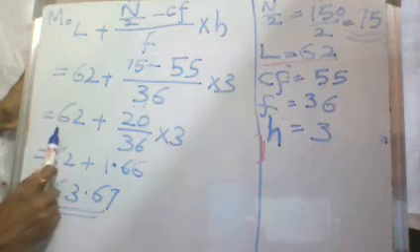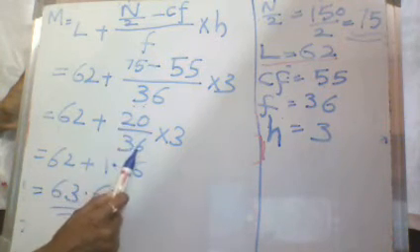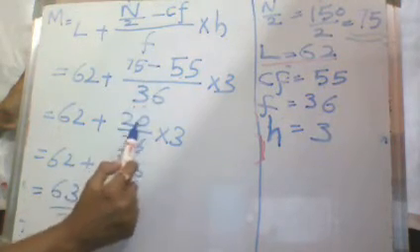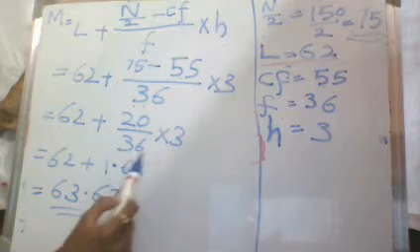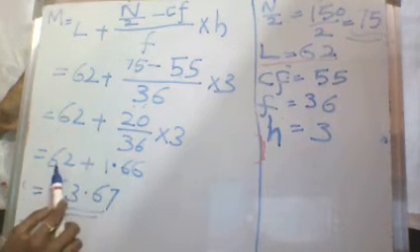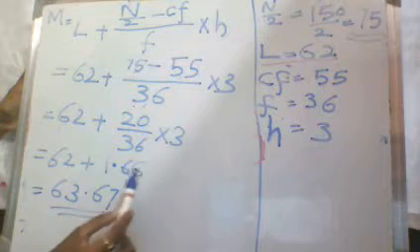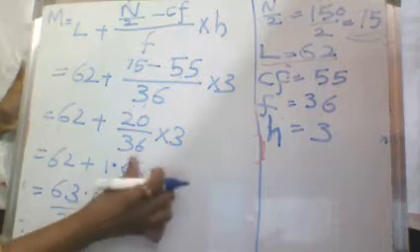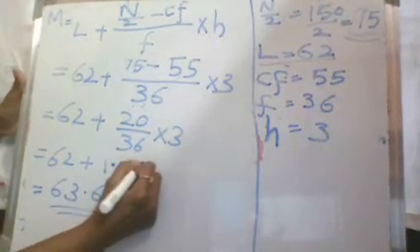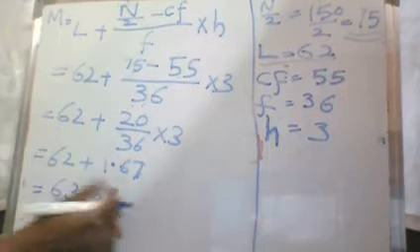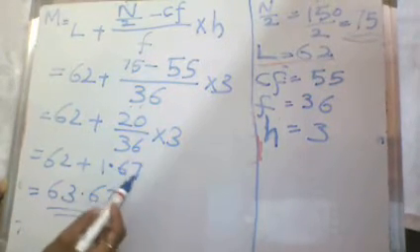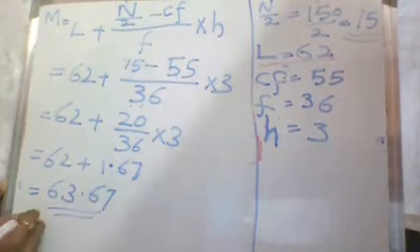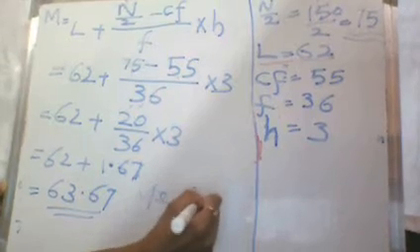Then we can write it as 62 plus 20 divided by 36 into 3, subtracting this value: 75 minus 55 is 20. Then we will get the answer as 62 plus 1.66. We can round it off and write it as 1.67. So 62 plus 1.67 is 63.67. This is the median.